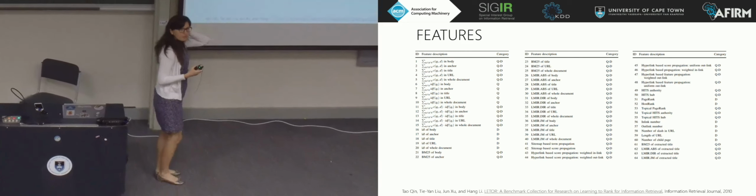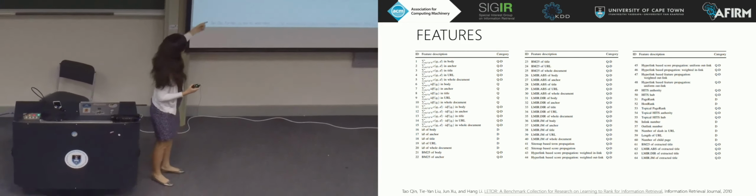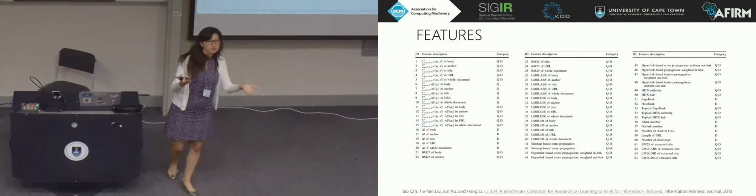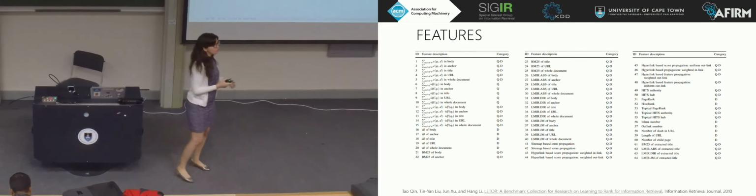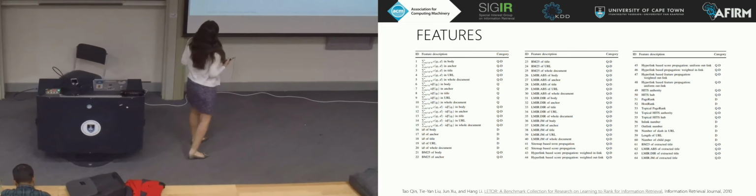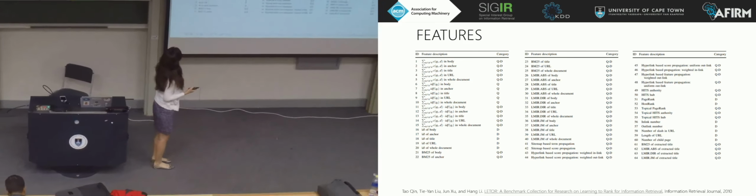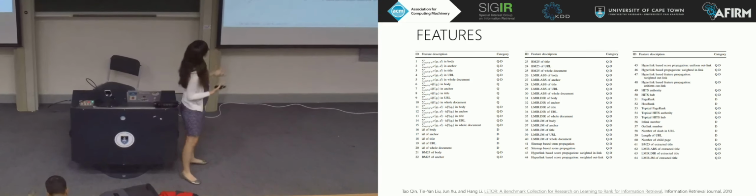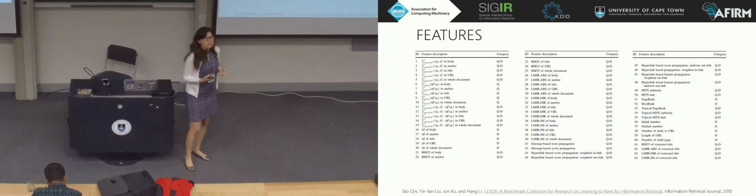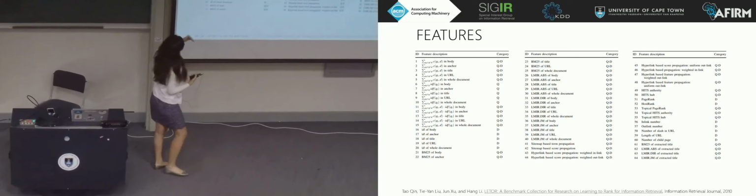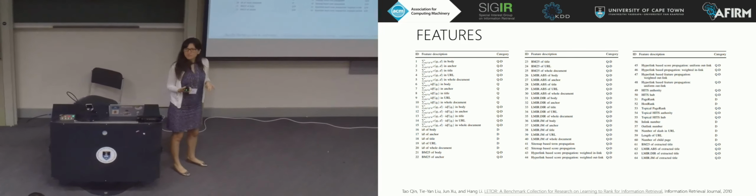So let's briefly take a look at the features that have been used in LETOR, because they give you an idea about what type of features you could use when you train your own learning to rank algorithm. So there are various features. One of them is based on the number of times a query term appears in the body, anchor, title, and so on, different fields of the document.